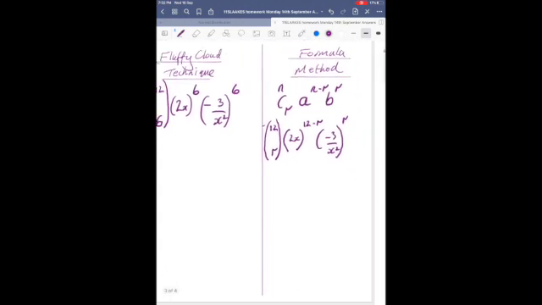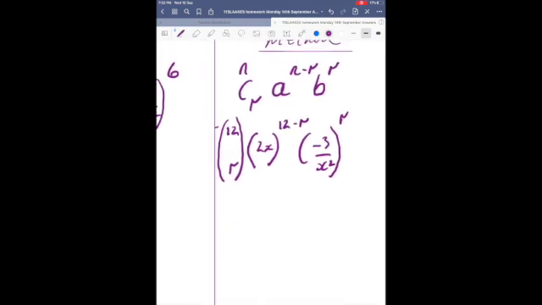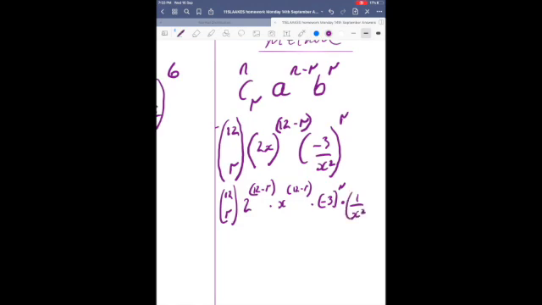Okay, now we'll carry on with this one on the right. I'm going to put this exponent in brackets here, and leave the 12r here. Now this is 2 to the 12 minus r times x to the 12 minus r, times negative 3 to the r. And just be careful here, this is times 1 over x squared to the r.